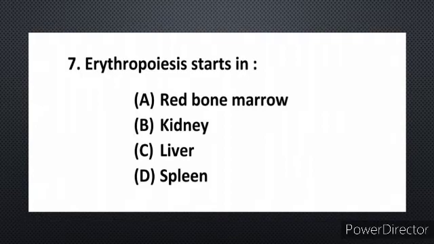So kidney and liver play a role in the production of erythropoietin, a hormone that helps in erythropoiesis. And the fourth option is spleen. Spleen is the graveyard for RBC. Why? Because old and damaged RBCs are destroyed in the spleen. So the spleen is also known as the graveyard of red blood cells. So the right answer is that erythropoiesis starts in red bone marrow.